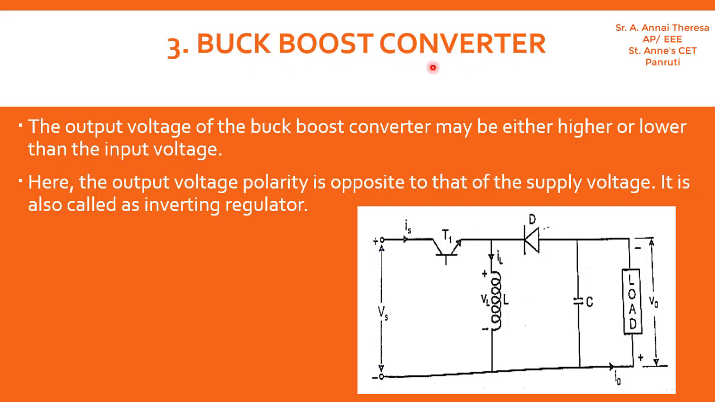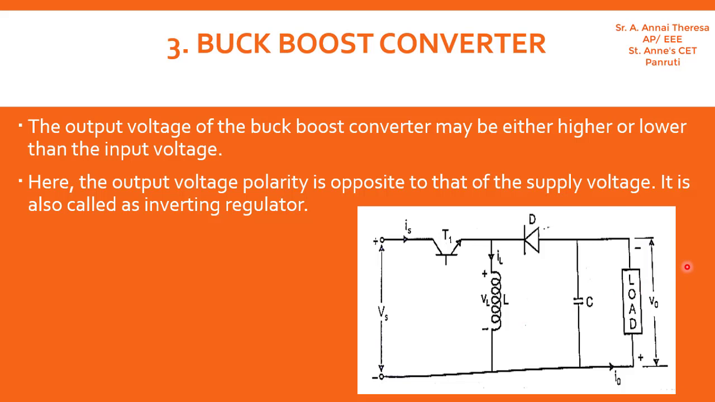Here the output polarity will be opposite to the input voltage. See here, the polarity of this output voltage V0 will be opposite to this input voltage. So that's why it is also called an inverting regulator. Now we can see the operation.